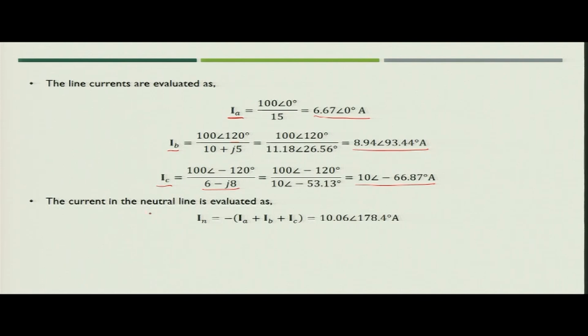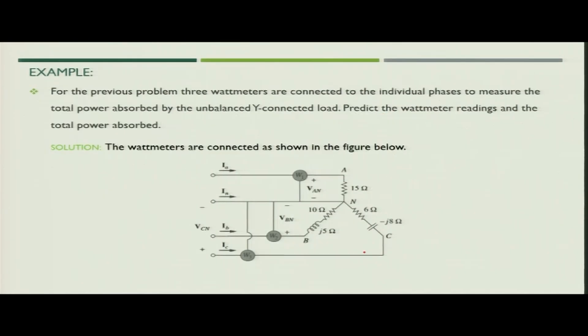To get the value of neutral current, IN will be nothing but equal to minus of IA plus IB plus IC. So, when you sum up, you will get the value of neutral current as 10.06 angle 178.4 degree ampere. Now, let us take another example.